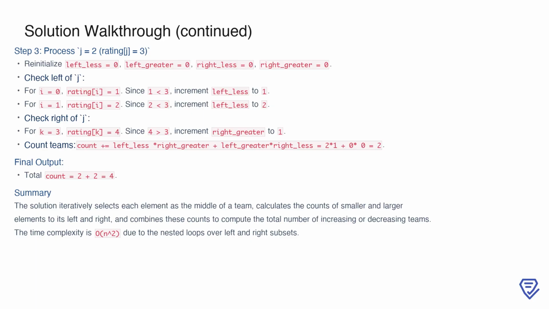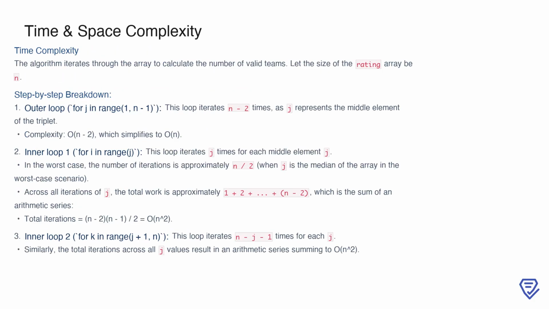The time complexity of this solution is n squared, since we use nested loops to examine the elements to the left and right for each potential middle element. To analyze the time complexity of the algorithm, let's start by considering the outer loop, where the variable j iterates through the array, representing the middle element of the triplet. This loop runs n - 2 times, which simplifies to n, since n is the size of the rating array.